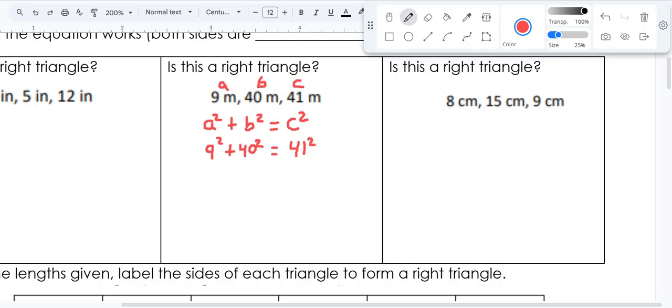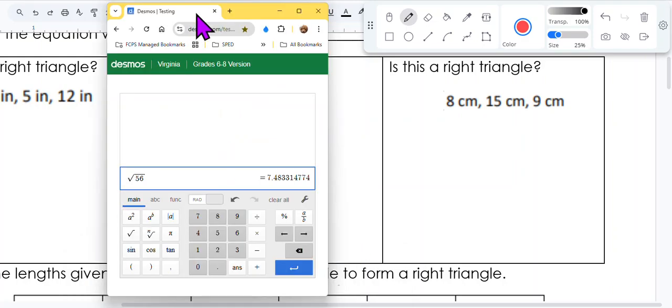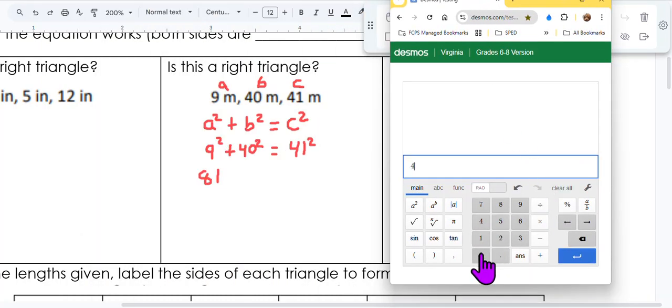All right, now I'm going to square my numbers. All right, so let's see, 9 squared I know off the top of my head. That's 81. 40 squared is 1600.